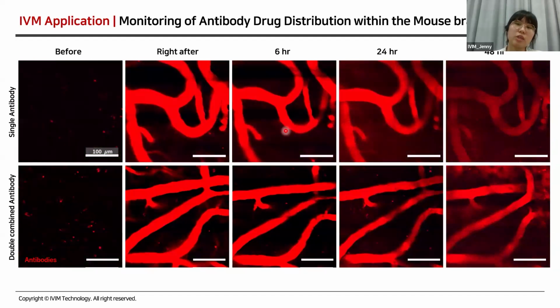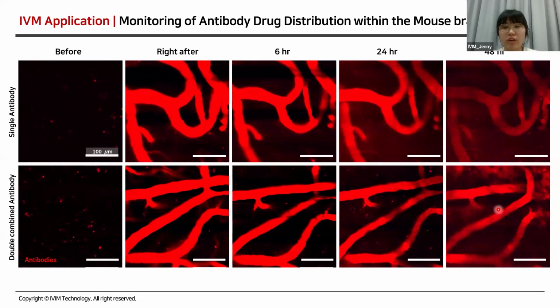So as before, antibody drug uptake into the brain tissue was confirmed to begin from 24 hours after injection, and at 48 hours post-injection, it was observed that the double antibody drug accumulated at a higher level within the brain tissue compared to the single antibody drug. This suggests that the double antibody drug has higher brain delivery efficiency.